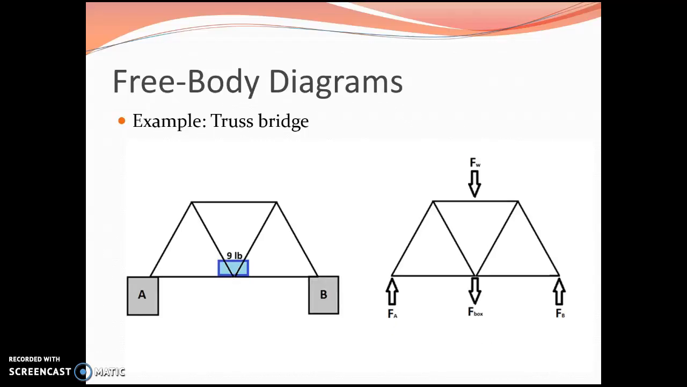Here's an example for your truss bridge. You have these abutments holding up the bridge, and you have, for instance, a package on the bridge right in the center of it. So once again, even though it's easy to draw these abutments, A and B, you do not want to draw them in a free body diagram. Isolate just the bridge, what you're studying.